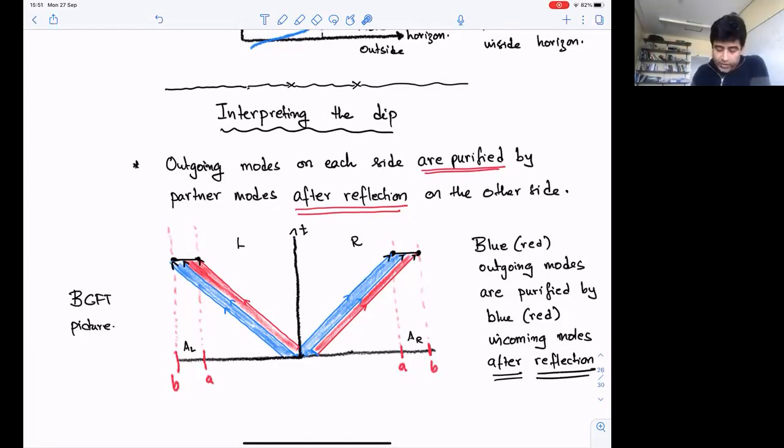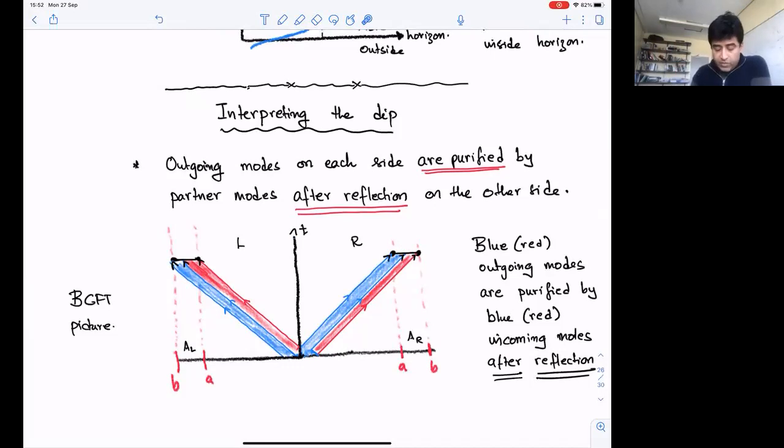in the other copy. So in this particular picture, the way I've drawn it, this is the right CFT along the x-axis moving to the right. This is the left CFT, x-axis towards the left. This here is the boundary. Basically, these blue modes are like outgoing modes in the left CFT, but these are maximally entangled with incoming modes on the right CFT. But you see, incoming modes on the right CFT can get reflected. And so precisely when the outgoing modes in the left CFT and the reflected partners or reflected purifiers in the right CFT are together gathered in A left union A right, the entanglement entropy experiences a dip. There is a temporary purification.